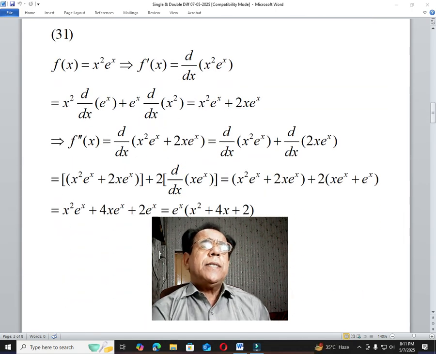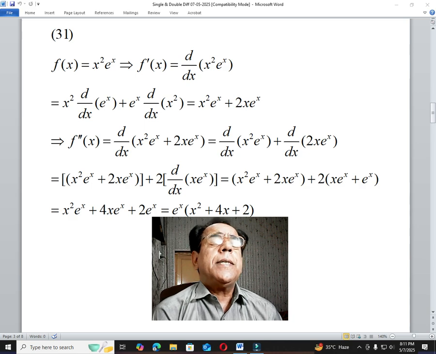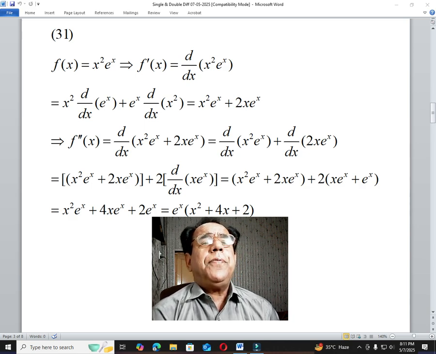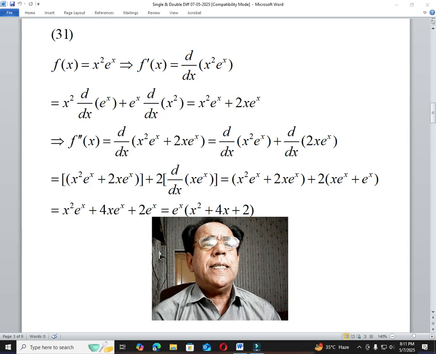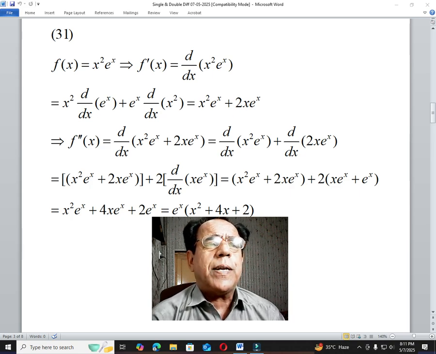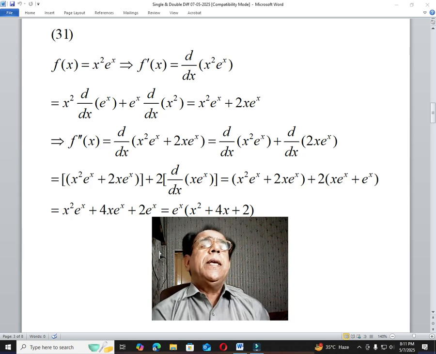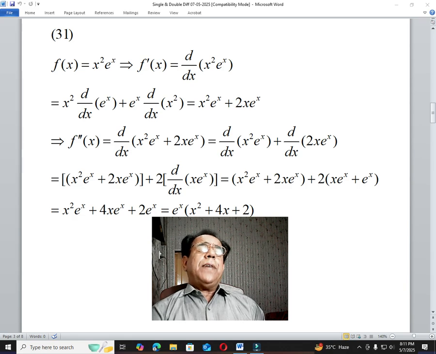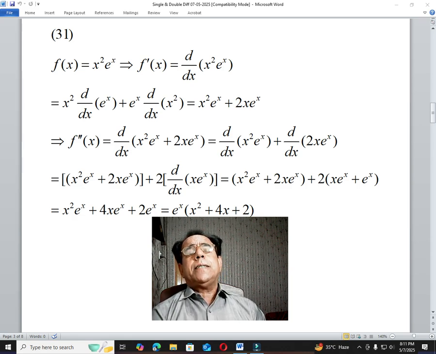Now, dear students, problem number 31. f(x) is equal to x squared into e raised to power x, exponential function. Dear students, f(x) is given and we have to find f dash x as well as f double dash x. That is the first derivative with respect to x and the second derivative with respect to x.